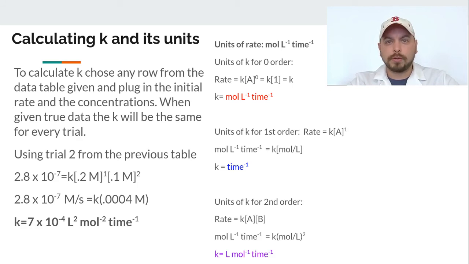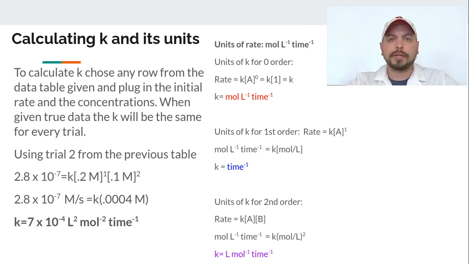Second order, we're now going to be solving with a concentration of moles per liter times the concentration of moles per liter, so moles squared per liter squared. We multiply both sides by liters squared over moles squared, and what we end up with is inverse molarity, liters per mole, and inverse time. So you can think of it as molarity to the -1 time to the -1 in the case of a second order overall. This would continue for third order, fourth order, etc.